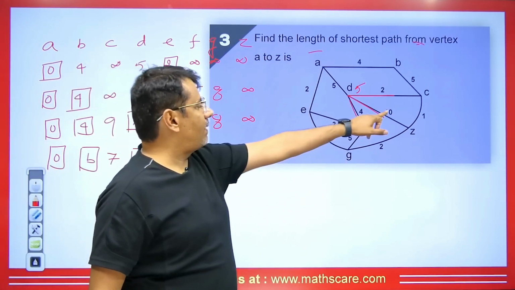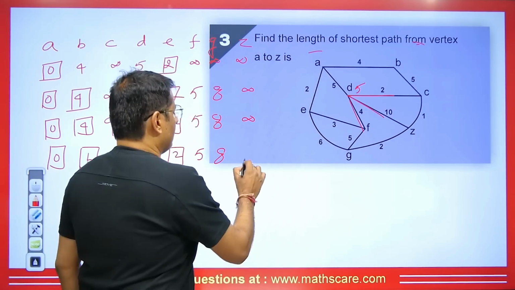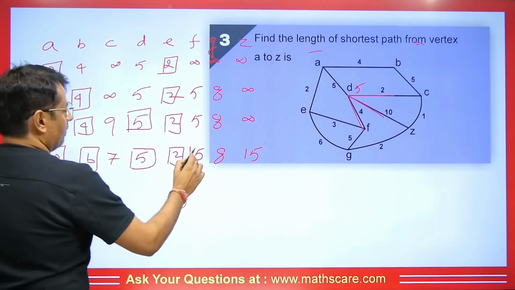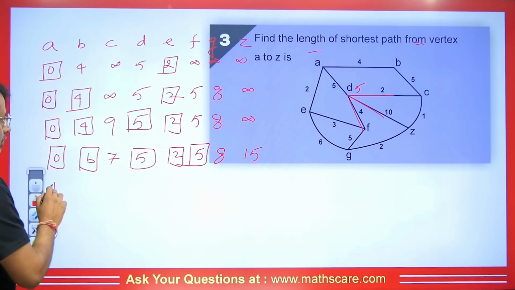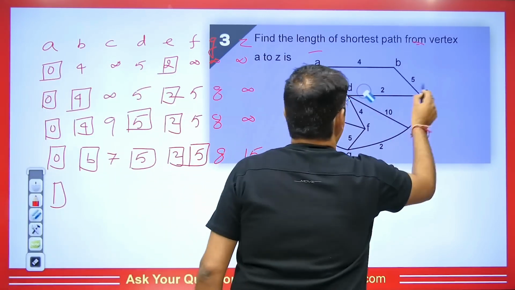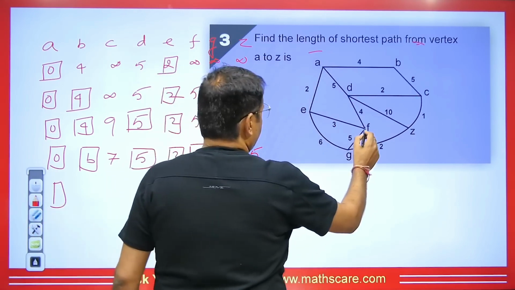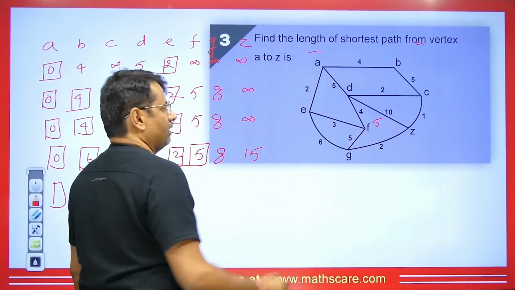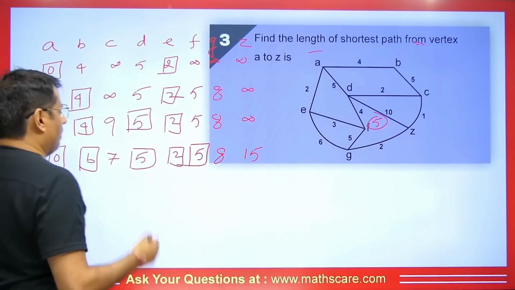D to Z we can go. 10 plus 5 will be 15. So we will take this as 15 is smaller than infinite. Now here we have 5. Now what we will do, where we will reach now? We have reached to F, and if we have reached to F, it means we will be here. So how much is distance here? 5. Okay. So this is 5. We reach to F.